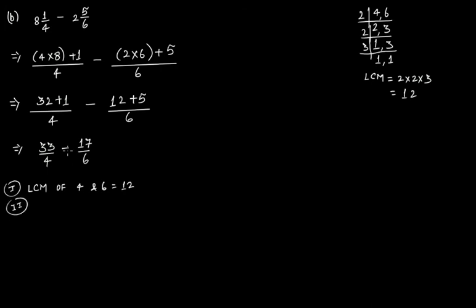To convert 33 over 4 into its equivalent fraction in a way that its denominator is equal to the LCM, that is 12. Now to do that, what number should 4 be multiplied with so that you'll get the denominator as 12? Clearly it should be 3.